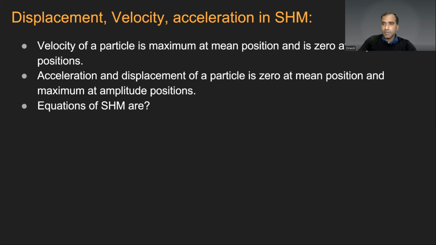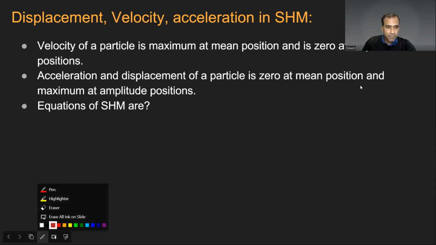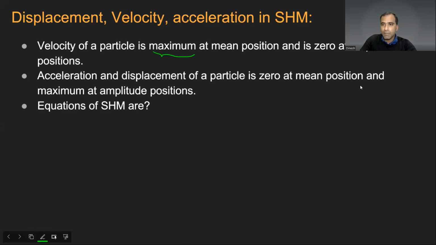From what we have understood yesterday, we have written some statements here. Just observe those statements. You might already know them. Velocity of a particle is maximum at mean position and is zero at amplitude position. Amplitude means maximum displacement. Whenever somebody says amplitude, you can understand that it is maximum displacement. Acceleration and displacement of a particle are zero at mean position. At mean position, velocity is maximum, whereas displacement and acceleration both are zero. And acceleration and displacement are maximum at maximum displacement positions.